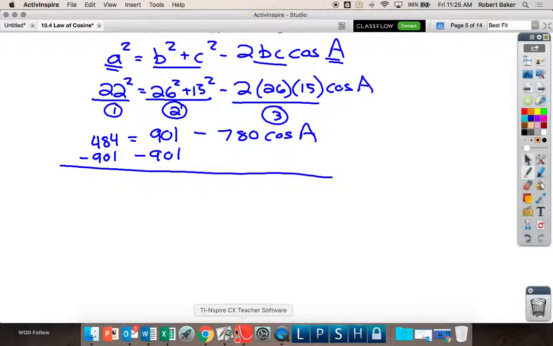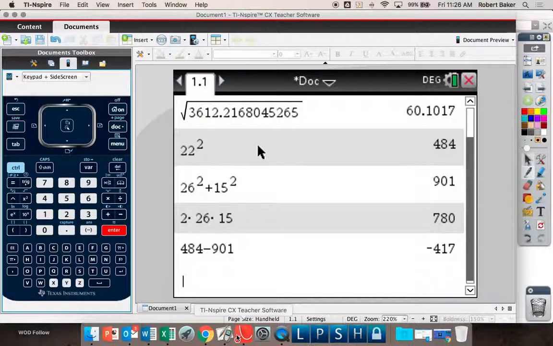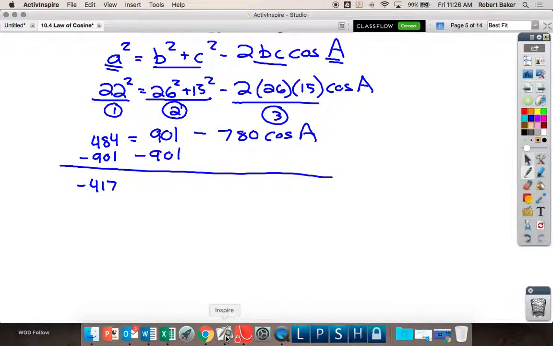Let me write that down here. No, you did something wrong. You have 26 squared plus 13 squared. Go back to the calculator, please. You did 15 squared. Is it supposed to be 15? It's supposed to be 13. It is 13. It's 15. I wrote 15, but it looks like a 13. Sorry, my bad. Thank you for clarifying that.